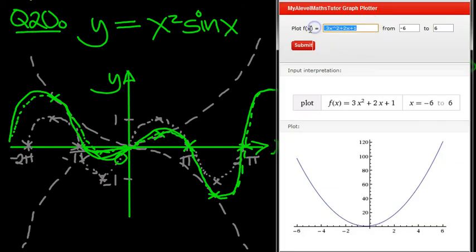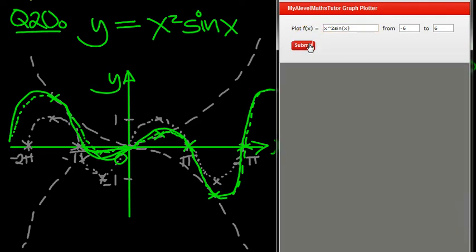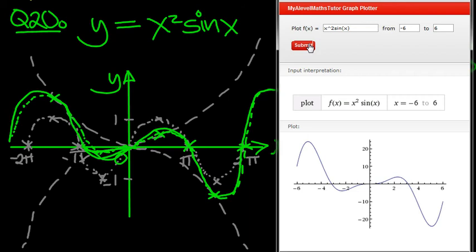We want to do x squared sine x. Let's have a look at that. X to the power of 2 times the sine x between, let's do minus 6 to 6, roughly minus 2 pi to 2 pi. And yeah, we get that classic little look there.